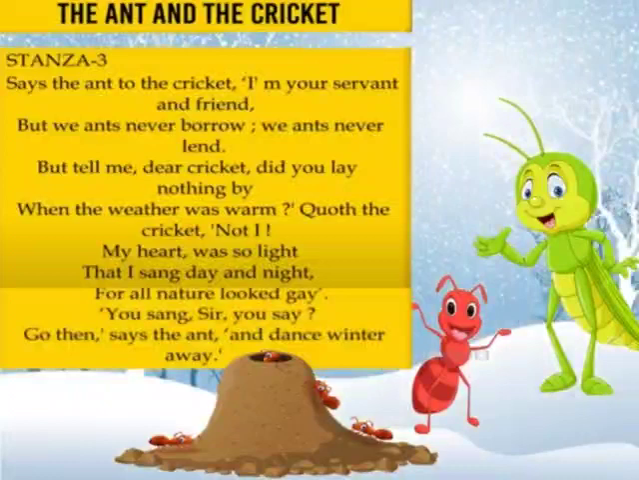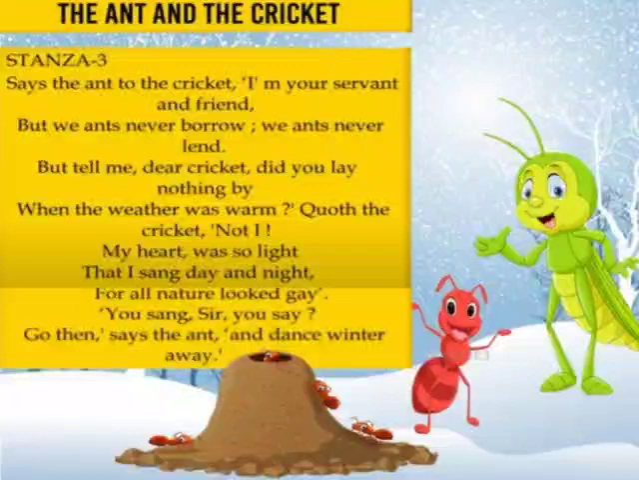The ant tells the cricket that he is his servant and friend. But the ant says that they have the habit of neither borrowing nor lending anything. And he asked the cricket if he did not store a single grain of food when the weather was warm. The cricket carelessly replies that he had been singing all day and night, as his heart was light and happy, and he did not store any food for the winter.